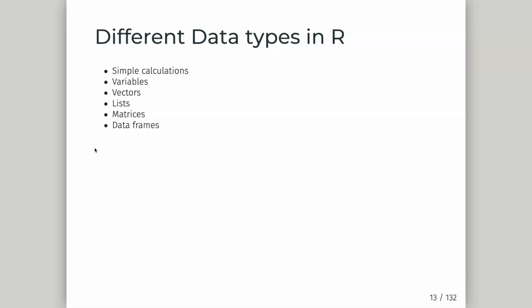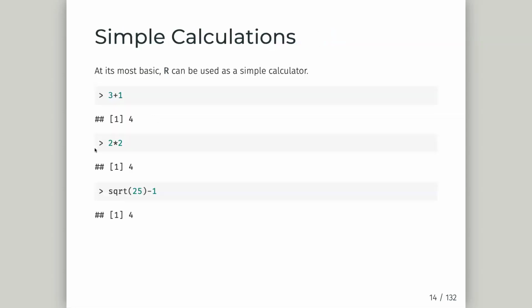So the first thing we're going to look at is different data types in R. And really, at the most basic, I should change this from a simple calculator. I'm not sure if people use calculators anymore. Maybe Excel or something. At its most basic, R can just do some very simple calculations. So we can do things like add two numbers, create a third number, times two numbers.